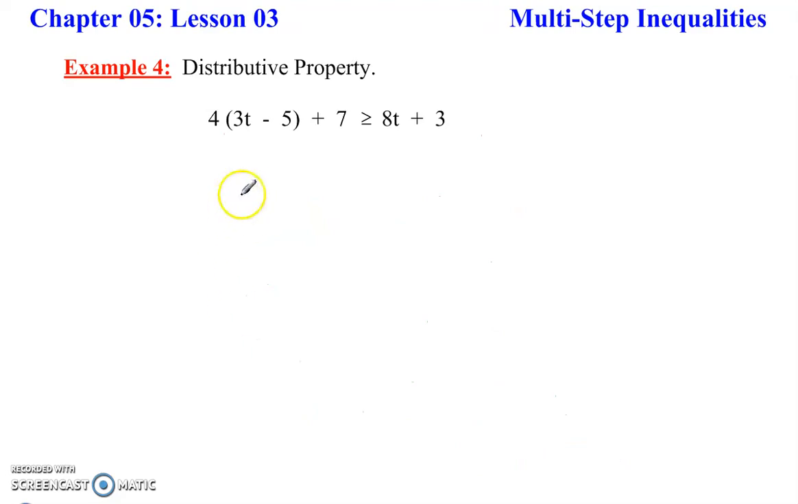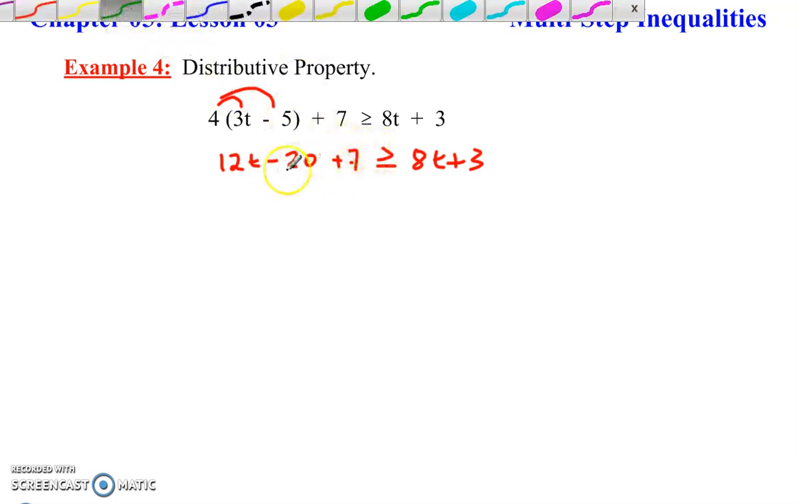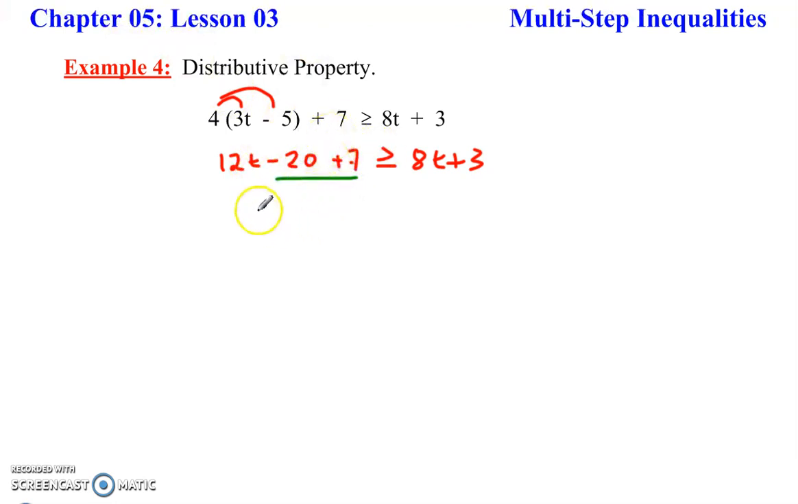Alright, now multi-step inequalities are just like multi-step equations, where you can have all kinds of operations. We can have distributive property here. 4 times 3t, 12t. 4 times negative 5 is negative 20, plus 7 is greater than or equal to 8t plus 3. First, we're going to simplify each side. So over here, we can add these together. So we get 12t minus 13 is greater than or equal to 8t plus 3.